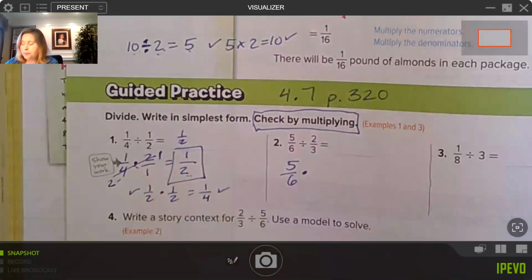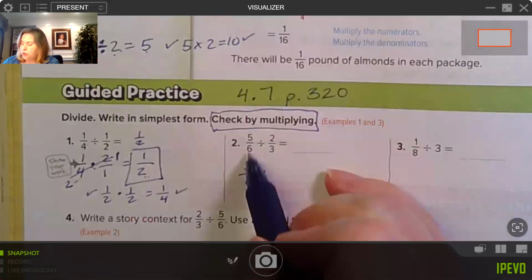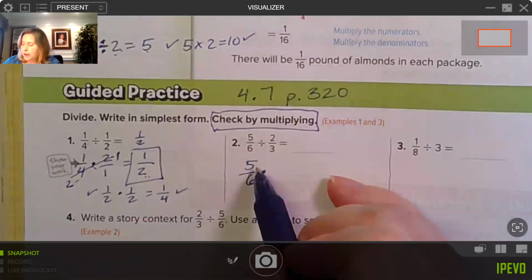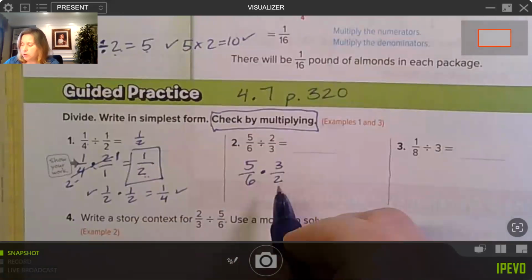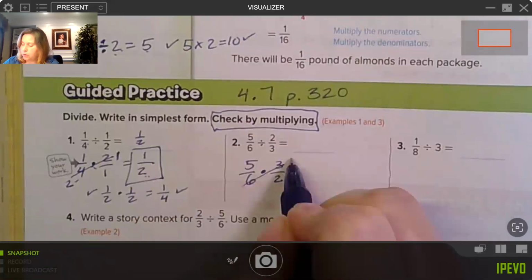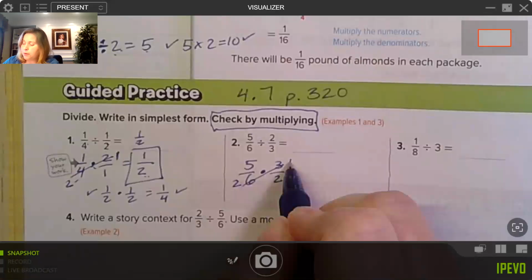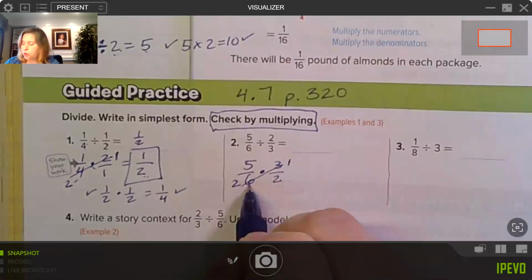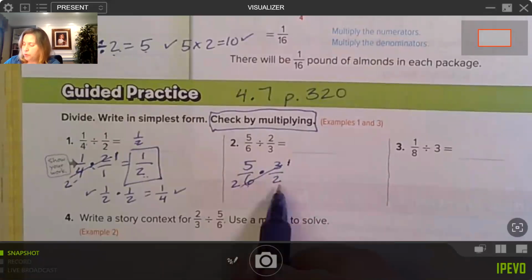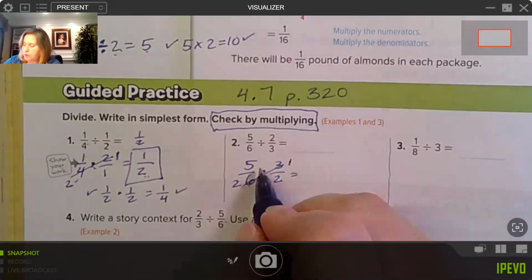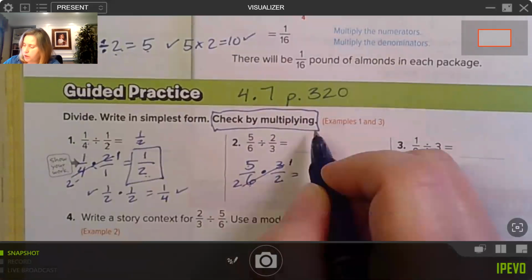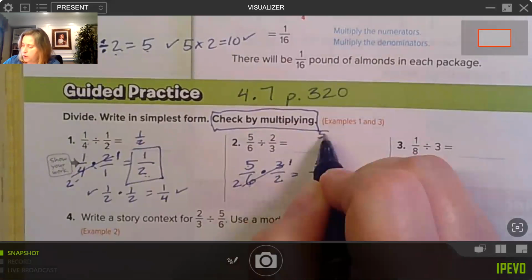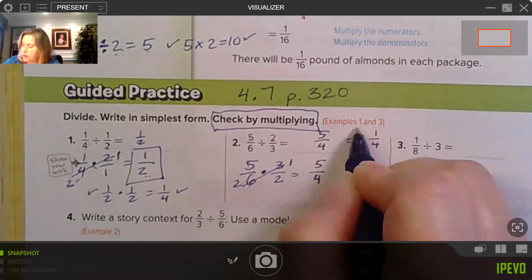Okay, let's do number 2. 5/6 divided by 2/3. We're going to rewrite that as 5/6 times 3/2. We want to check and see if we can cross cancel. 6 and 3 are both divisible by 3. So we get 3 divided by 3 is 1. 6 divided by 3 is 2. We cannot simplify 5 and 2. So now we multiply. 5 times 1 is 5. 2 times 2 is 4. So our answer is 5/4, or 1 and 1/4 when we write it as a mixed number.